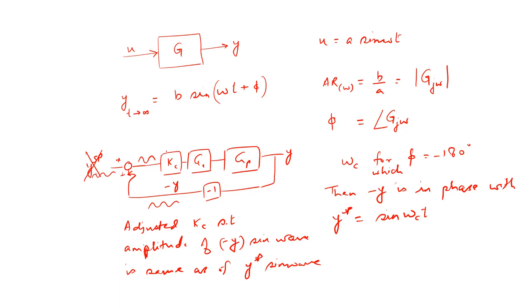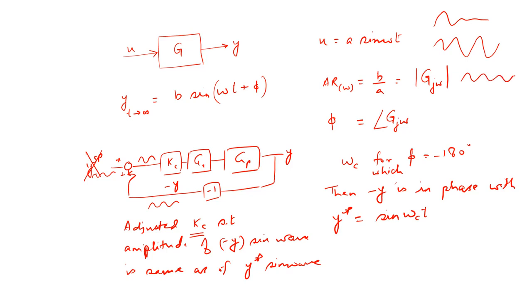Now if Kc was less than this critical Kc that I found, for which the sine wave had the same amplitude as the forcing sine wave, then the system oscillations will die out. If the minus y sine wave is larger than the forcing sine wave, then these oscillations will blow up. And if the amplitude of the minus y sine wave is exactly the same as the forcing y set point sine wave, then we'll get sustained oscillation.